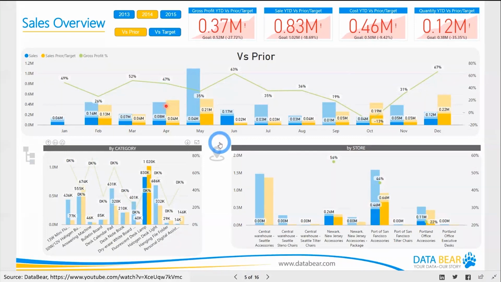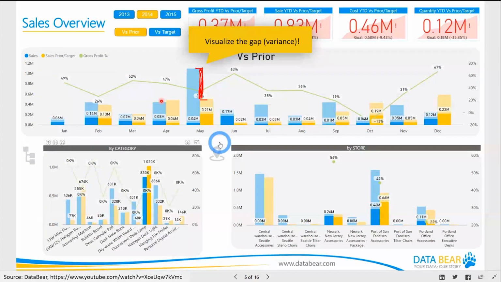And more importantly, I don't really see where I have the positive situation, or where I have the negative situation, right? So this is actually a very positive situation here, so I should have like a green line or something. And in certain other cases, so here I have a negative variance. I'm below the plan, right? So visualize the gap, visualize the variance. This is quite important.